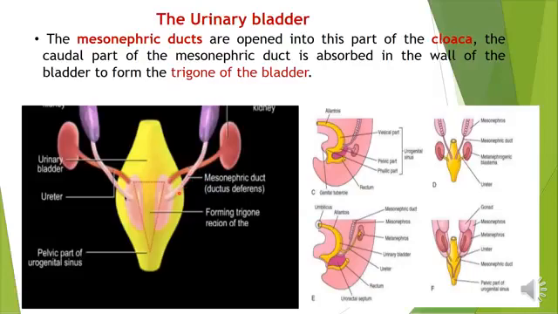The mesonephric ducts open into part of the cloaca. The caudal part of the mesonephric duct is absorbed into the wall of the bladder to form the trigone of the bladder. You can see.